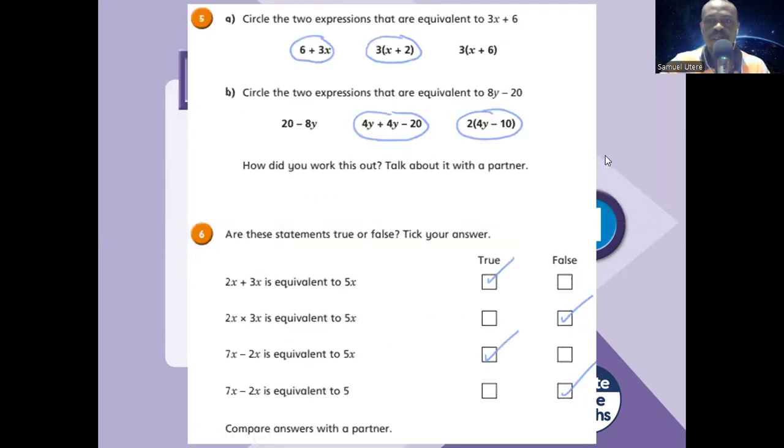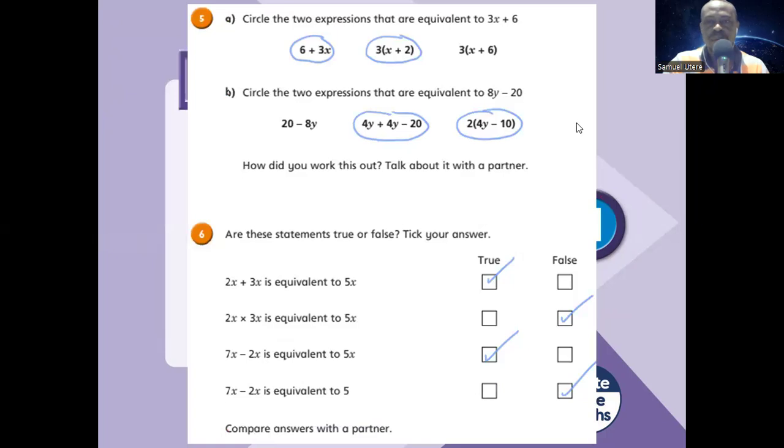For question 5, you're asked, circle the two expressions that are equivalent to 3x plus 6. These ones. Addition is commutative. That's what it's taking advantage of there. And here, this one. Remember what I explained the other time? These out here can multiply that and that.